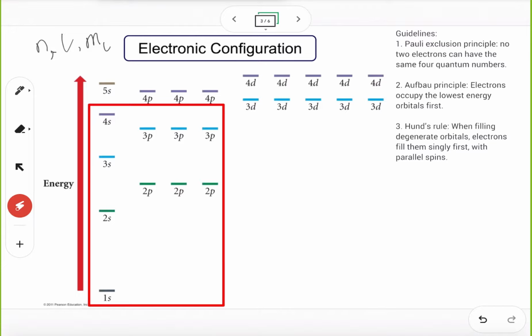Why do I say that? Let's just use the first one, the 1s orbital. We know that n equals 1, L equals 0, ML equals 0. These three quantum numbers define the 1s orbital. How about the 2s orbital? That means n equals 2, L equals 0, ML equals 0. So this is a 2s orbital.